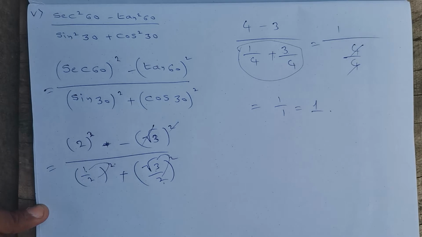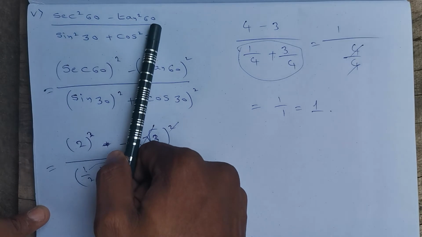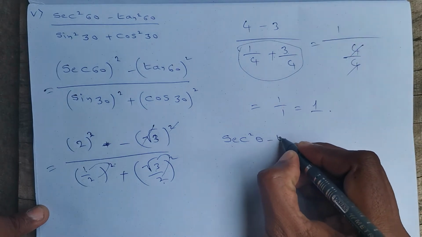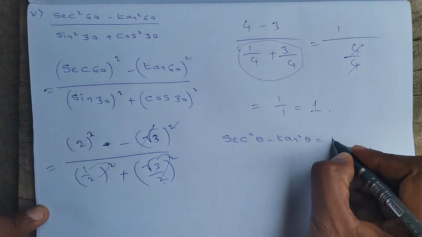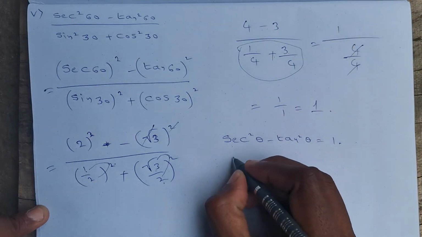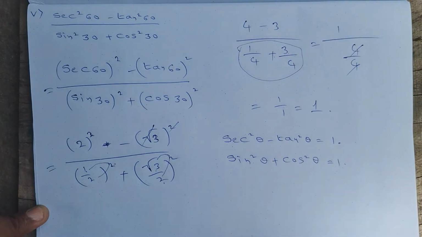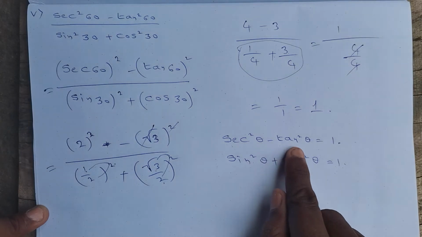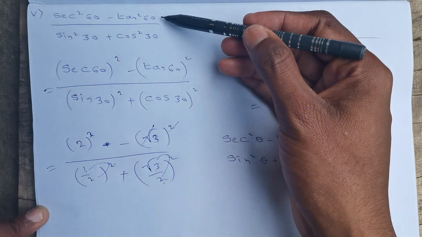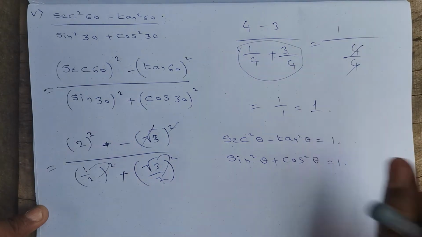Simply we can do this as secant square 60 minus tan square 60 is an identity, which is secant square theta minus tan square theta, which is equal to 1. Next, sin square 30 plus cos square 30 is the first identity, that is sin square theta plus cos square theta, which is equal to 1. So total numerator value is 1, total denominator value is 1. So 1 divided by 1 is nothing but 1. Same like this.